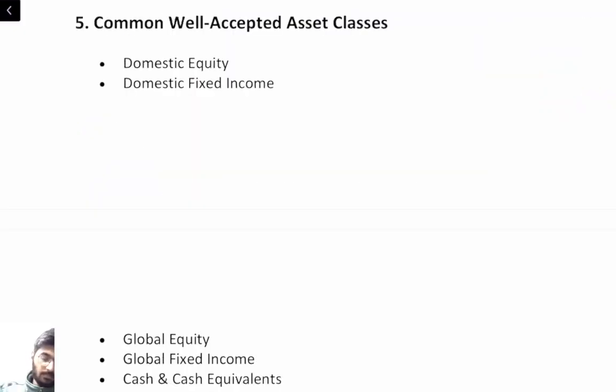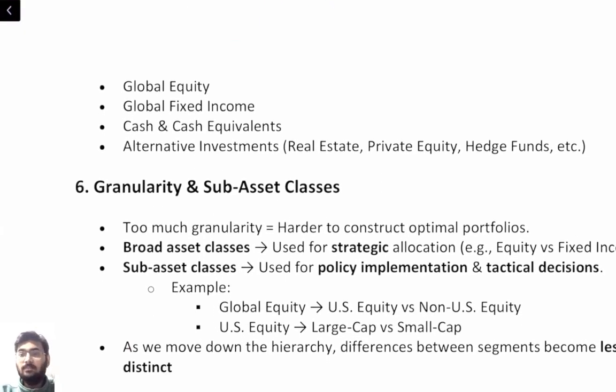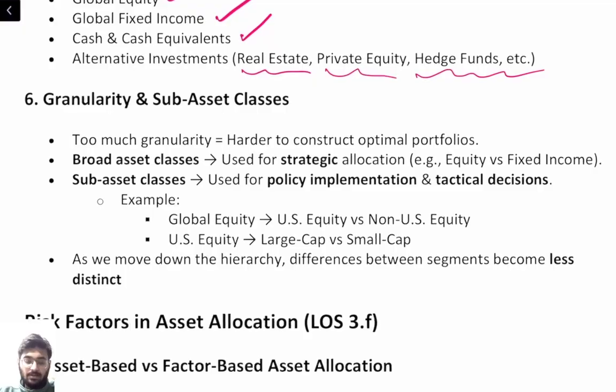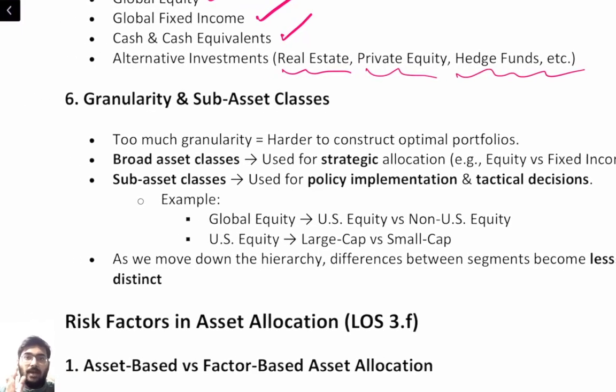Now, there are some commonly and well accepted asset classes like domestic equities, domestic fixed income, global equity, and global fixed income. Another option is cash and cash equivalents, which also includes treasury bills, which are for the short term. Then alternative investments like real estate, private equity, hedge funds, etc. Clear?